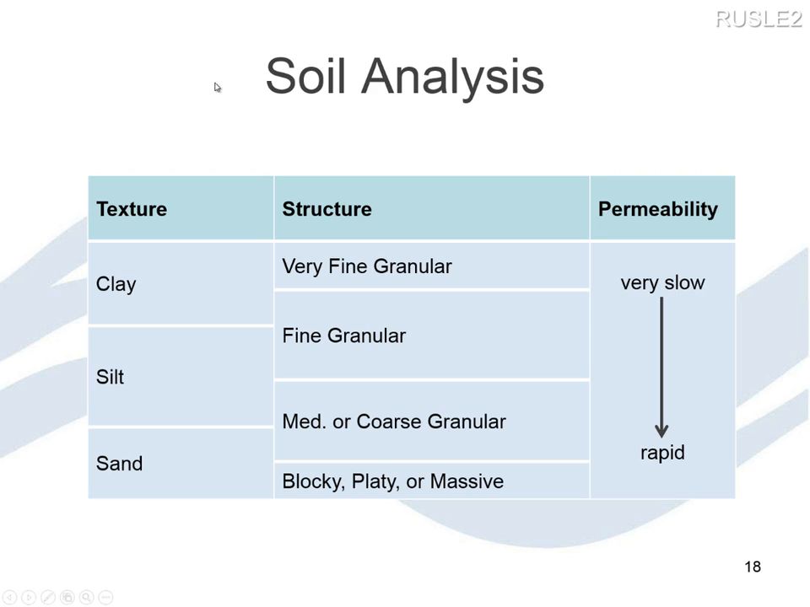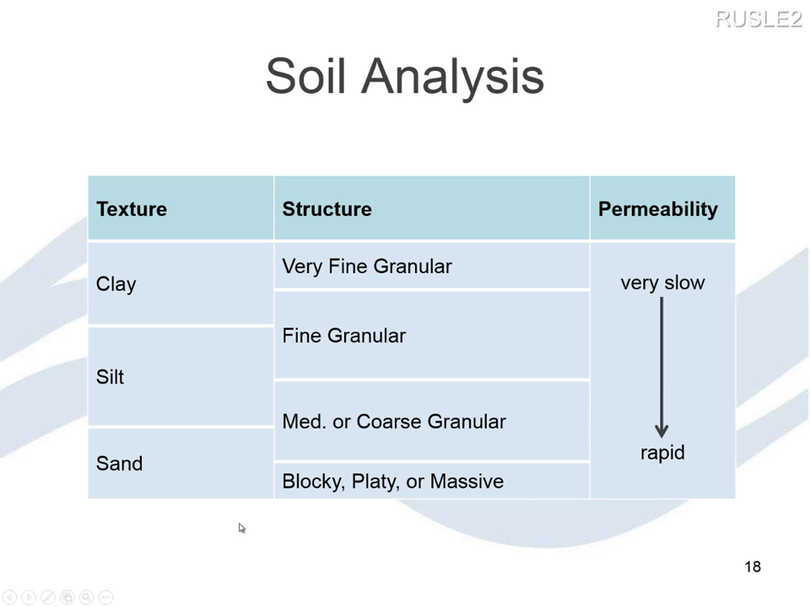Silt generally has fine granular to coarse granular structure, and that's in the mid-range of permeability. And sand is definitely your most rapid permeability type soil, and the structure is more of a coarse granular, and it can tend to be blocky, platy, or kind of massive structure.